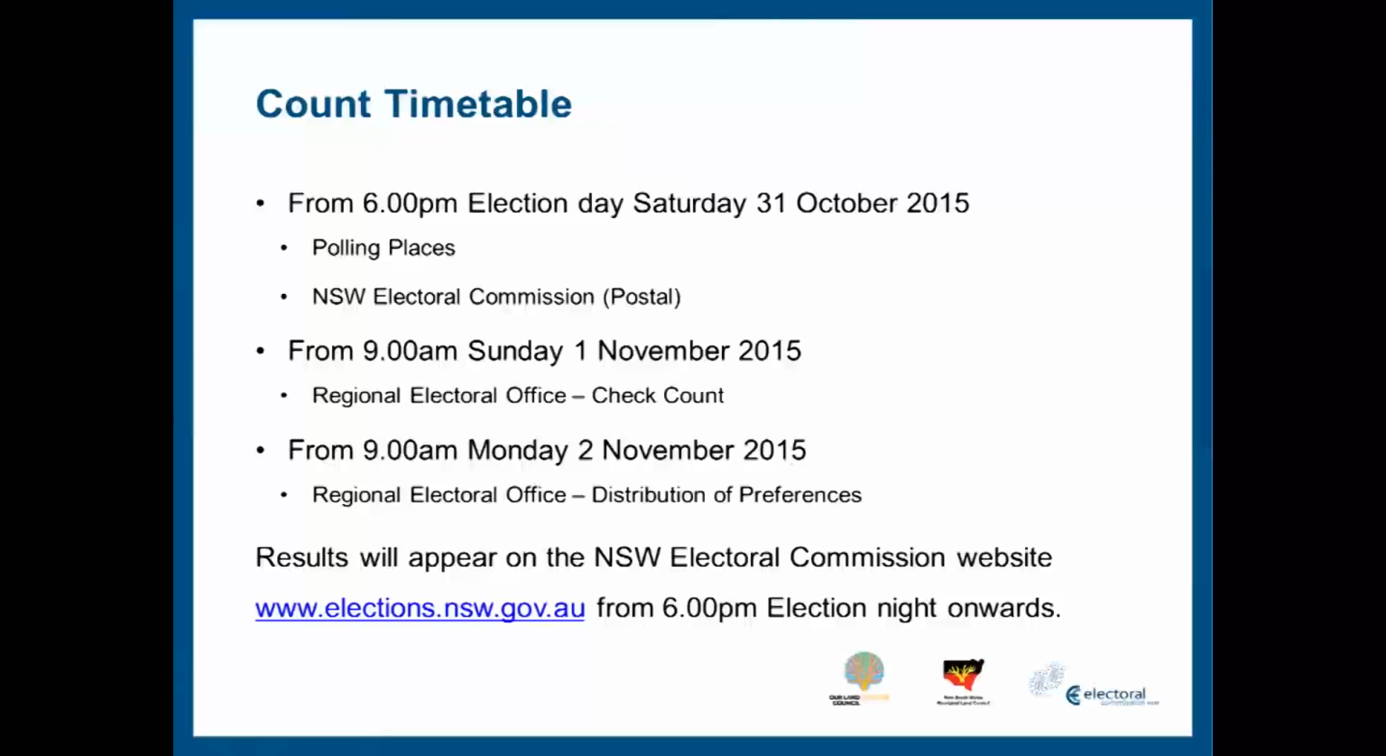From 6 p.m. on election day, Saturday the 31st of October, in the polling places, all ballot papers will be counted to first preference, and at the New South Wales Electoral Commission, all postal ballot papers received will also be counted to first preference. From 9 a.m. on Sunday the 1st of November, in each of the 9 regional electoral offices, all polling place ballot papers and postal ballot papers will undergo a check count. And from 9 a.m. on Monday the 2nd of November, in each of the 9 regional electoral offices, a distribution of preferences will be conducted if necessary to determine the elected candidate in each region. The results will appear on the New South Wales Electoral Commission website progressively from 6 p.m. election night onwards, Sunday and Monday after election day.